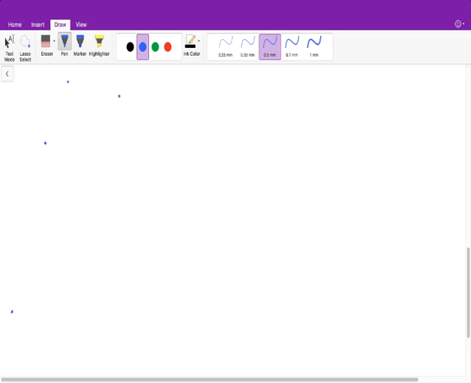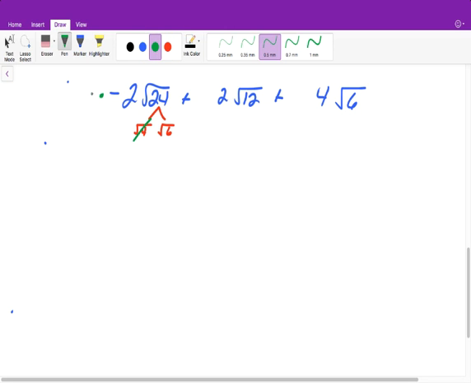All right, the next one we had was negative 2 times the square root of 24 plus 2 times the square root of 12 plus 4 times the square root of 6. All right, same thing. We need to go ahead and reduce all these. So 24 can be the square root of 4 times the square root of 6. And the square root of 4 I know is 2, so I can multiply it out front. 12 can be the square root of 4 times the square root of 3. The square root of 4 is 2, so I can multiply that out front.